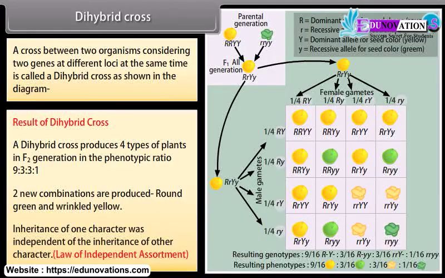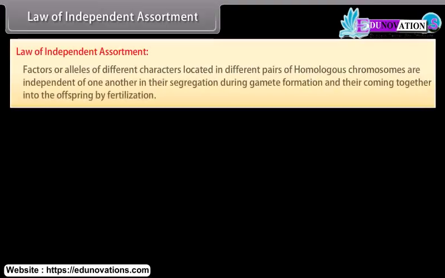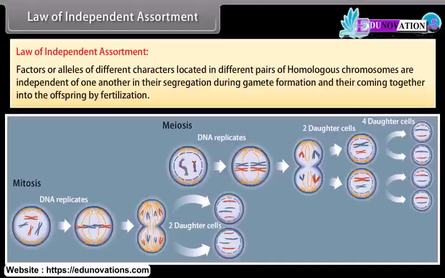Inheritance of one character was independent of the inheritance of other character. Law of independent assortment. Law of independent assortment. Factors or alleles of different characters located in different pairs of homologous chromosomes are independent of one another in their segregation during gamete formation and their coming together into the offspring by fertilization.